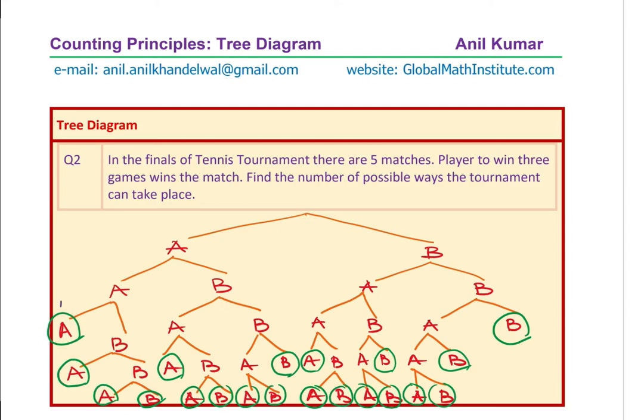So we have 1, 2, 3, 4, 5, 6, 7, 8, 9, and 10. And from symmetry, we know this is also 10, correct? So we have 20 ways in which the tournament can take place. You get the idea. So that is how we can do it. I hope the steps are absolutely clear.